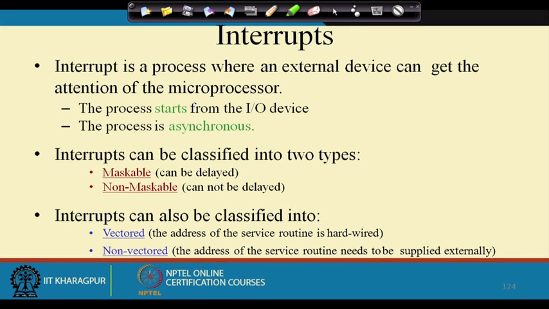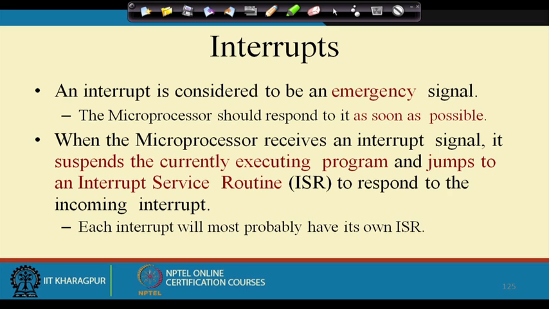One is vectored interrupt, where the address of the service routine is hardwired. So, it is known to the processor, it is fixed by the processor designers. On the other hand, there are non-vectored interrupts, where the address of the service routine needs to be supplied externally from the outside world. So, this is an emergency signal. The microprocessor should respond to it as soon as possible, because that is why this has been put as an interrupt.